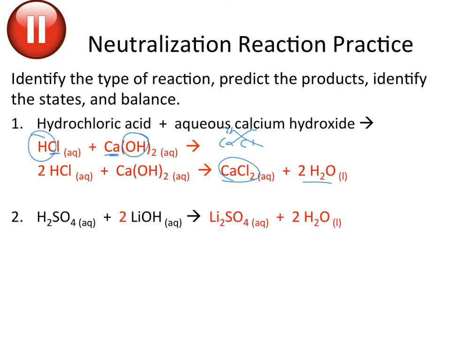The second one here is simple. Our lithium will bond with our sulfate. Again, if we have Li and we have SO4, this is 2-, this is 1+, cross, cross, we get Li2SO4. We look at our solubility table, that's aqueous. And again, our OH and our H will bond to create our water.